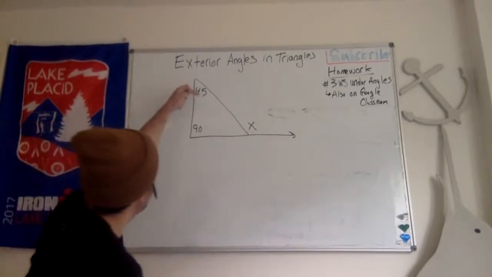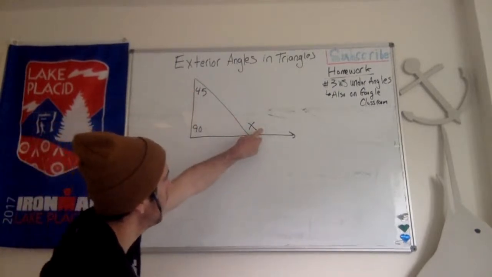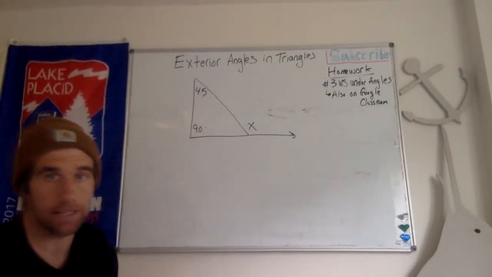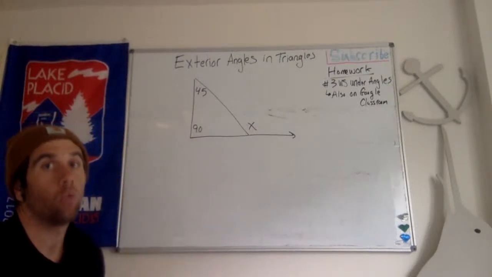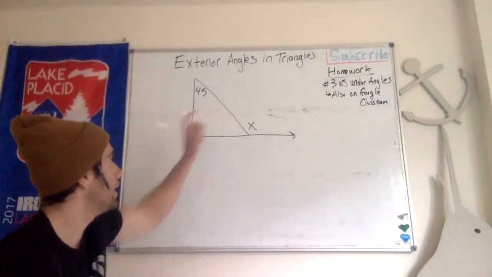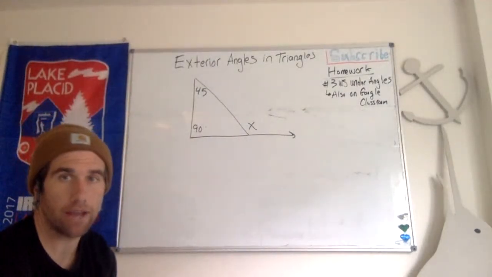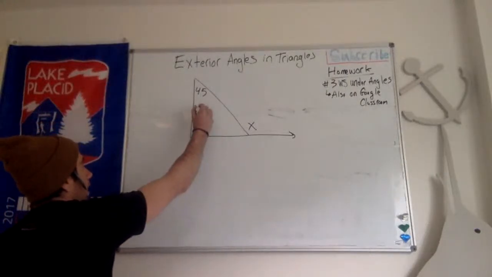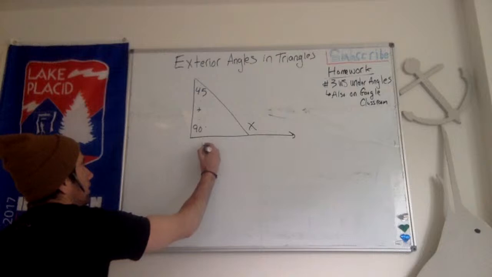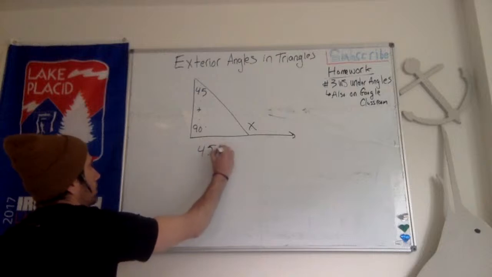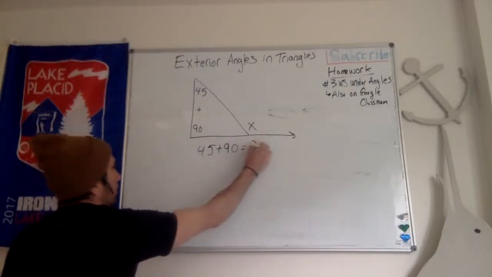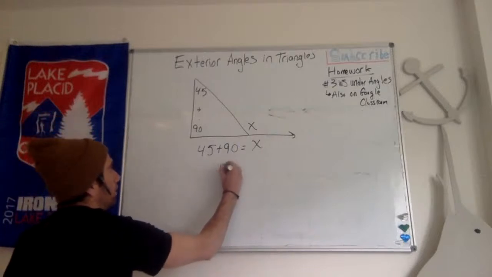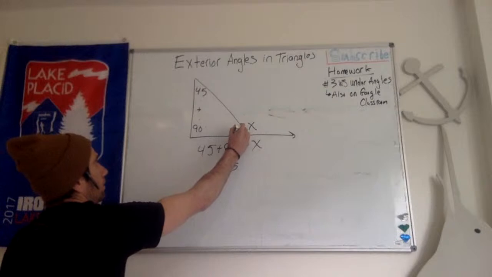So I have 45, 90, exterior angle X. 45 and 90 are known as remote angles because they're not next to my exterior angle. So then you know that these two should add up to give me X. So you should have done 45 plus 90 equals X. All right? Yep, 135. What about this angle?